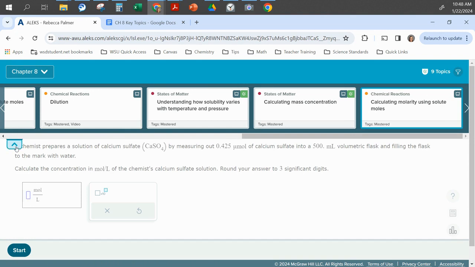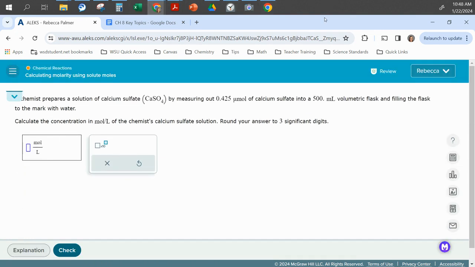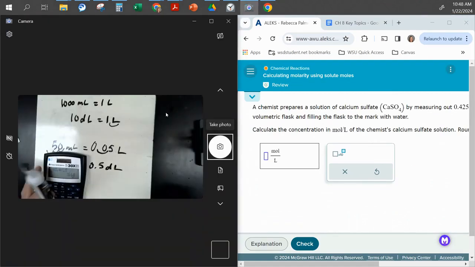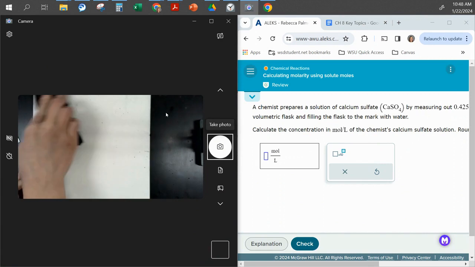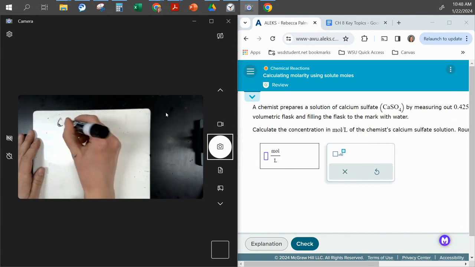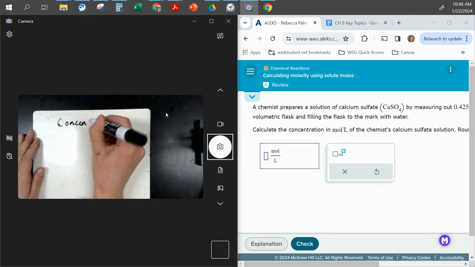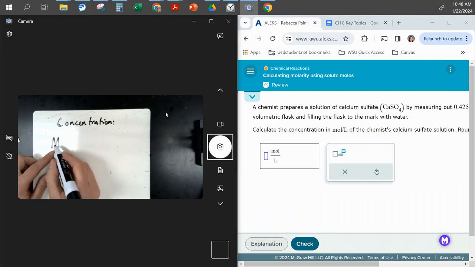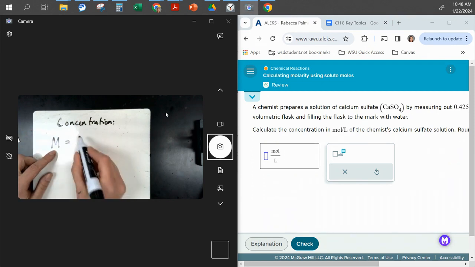Okay, this one has weird units. All right, so in general, we talked a little bit about this in the lab. Concentration is measured using molarity. We use the capital M for molarity. Capital M is always moles per liter.